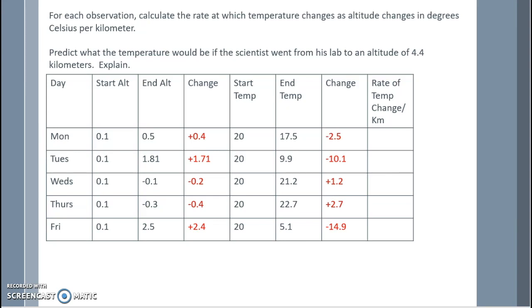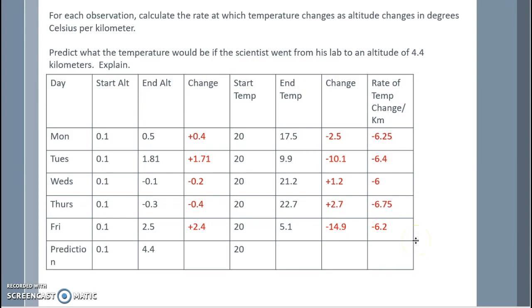So the change of temperature divided by the change in altitude gives us these changes. So -6 and 25 hundredths, -6 and 4/10, -6, -6 and 75 hundredths, and -6 and 2/10. So although the changes seemed kind of drastic and all around, our rate of change is very similar.